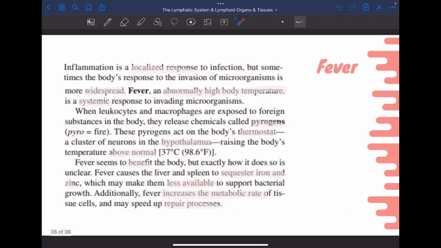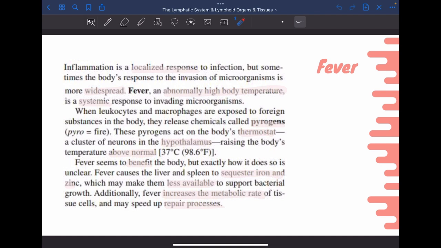The last thing we'll talk about is fever. So when we mentioned inflammation, we said that inflammation is a localized response. Fever is a widespread response. It's more of a systemic response where the body has a high temperature. Normally this is explained because, when there's a foreign substance, macrophages and leukocytes, our defense cells, start releasing pyrogens. Pyrogens are chemicals or structures in our body that will target the hypothalamus, the thermostat of our body, to increase the body temperature.